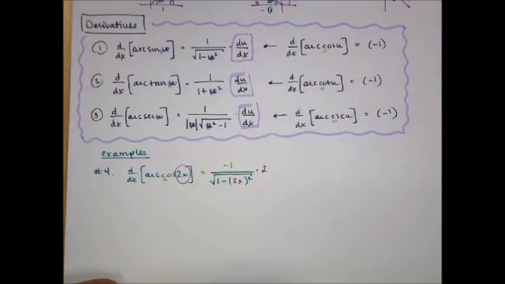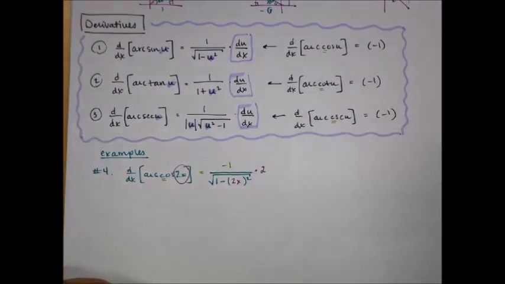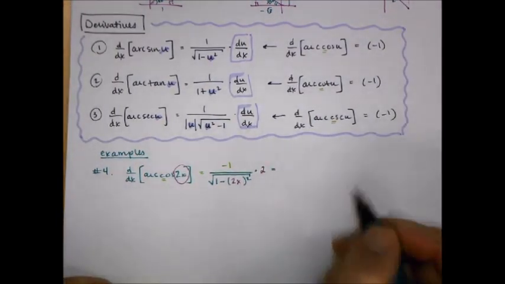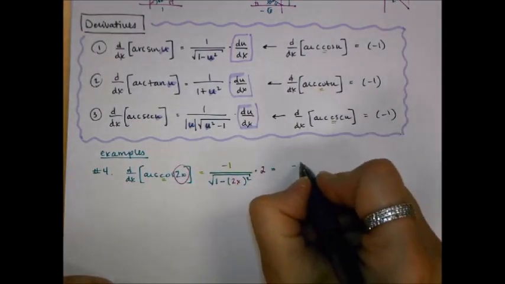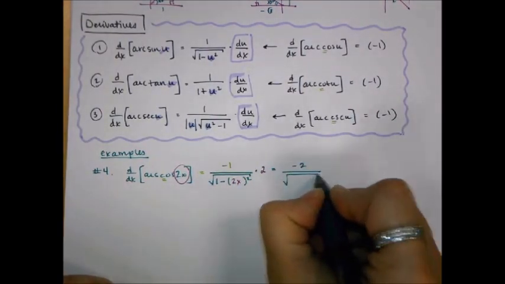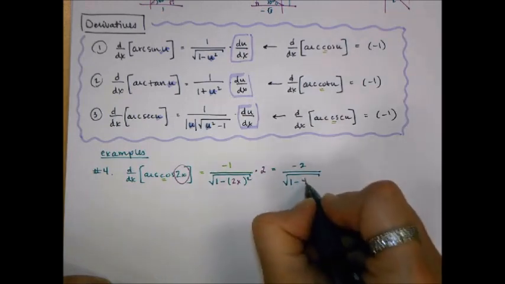So that's pretty much it. We just want to simplify this. So now I have negative 2 in my numerator over the root of 1 minus 4x squared. That's going to be our answer.